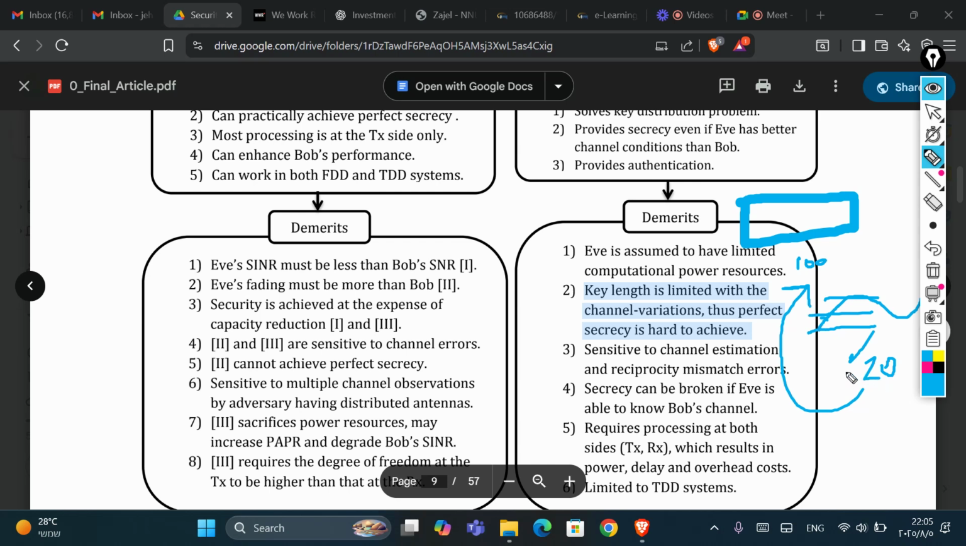Now, since the key length here, which is the random bits we extracted from the channel, is less than the packet length, you cannot achieve perfect secrecy. Because to achieve perfect secrecy, you need the key length to be at least equal to or greater than the message length.